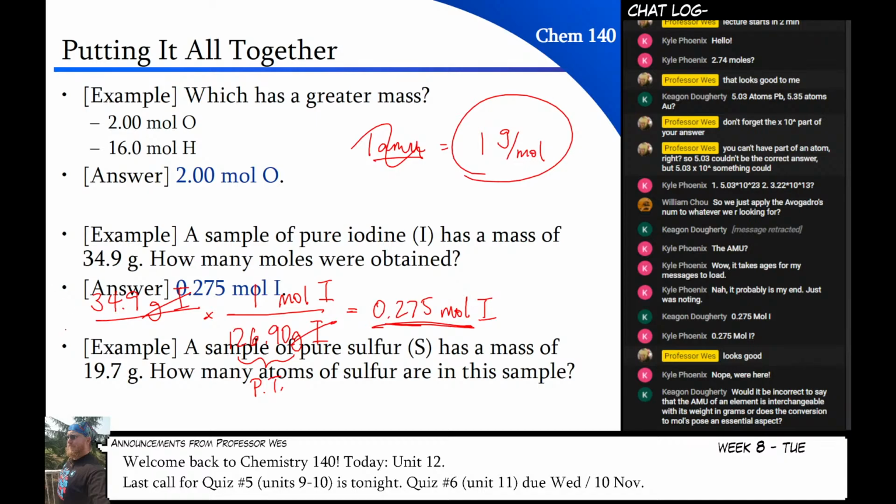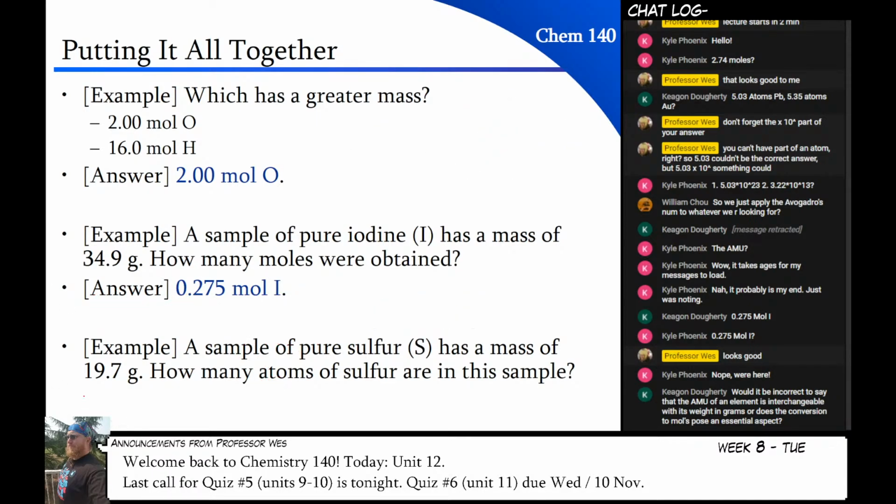All right. For this last problem, I want you to tell me how many atoms of sulfur are in this sample with 19.7 grams. And you're going to have to do this in not just one step, but two. So first you got to convert it from grams to something, and then convert that something to something else, and that will get you to the answer. I'm going to let you try it, and then we'll show you how to do it in about 3 minutes. Okay? See you in a bit.